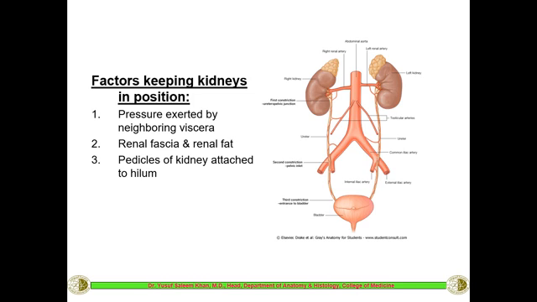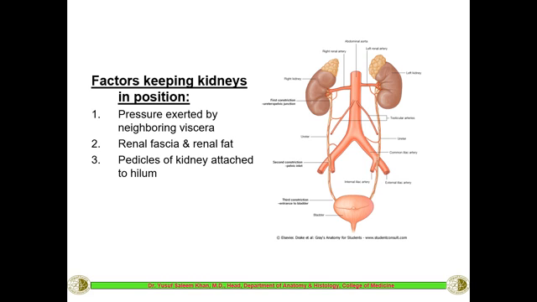Now we should know what the factors are which keep the kidneys in their position. As we have seen, the kidneys are in the hypochondrium as well as the lumbar regions. So why not in the iliac region, in the lower part? How come they are held in a much higher position? What are the factors which keep the kidney in position? There are three factors. The most important is the first, the pressure exerted by the neighboring viscera. The abdomen has a positive pressure, which is quite high, and this pressure within the abdomen keeps the kidneys in their position.